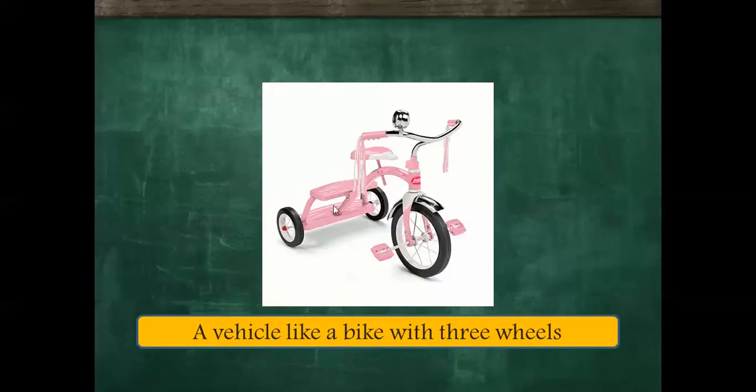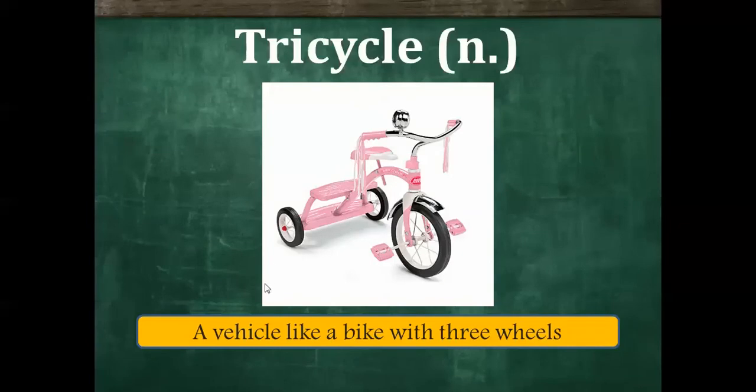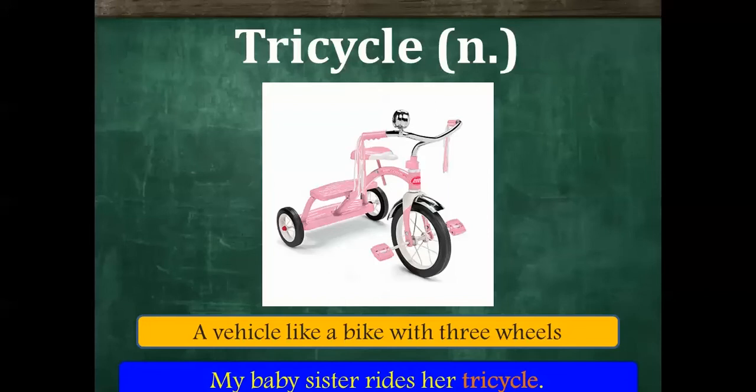Then we have this kind of vehicle like a bike with three wheels. We call it tricycle. Again, we call it tricycle. The word is a noun, like the bicycle. My baby sister rides her tricycle.